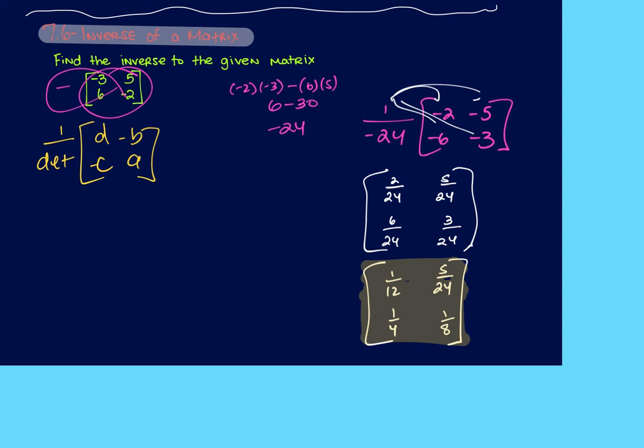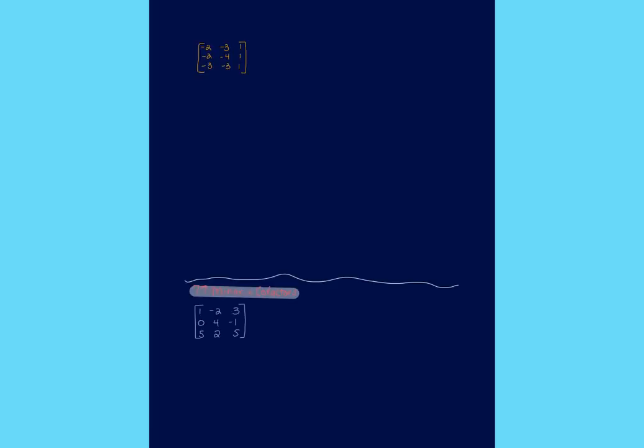Questions on those? So again, the inverse of the 3 by 3 is not on the test. Okay. So then this, you want what this is. Don't worry about that one.